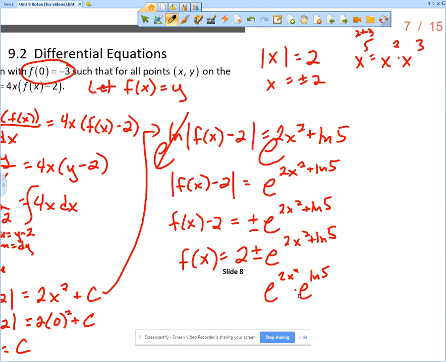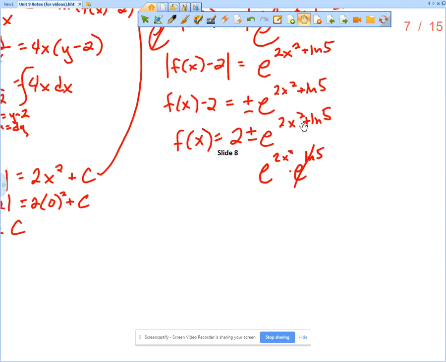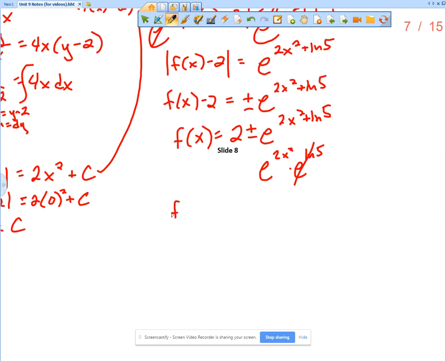All right, and so now, why did I do that? Well, because e to the natural log of 5, those reduce, and it's just 5. And so what I really have then is f of x is equal to 2 plus or minus 5 times e to the 2x squared. All right, so now let's finish.